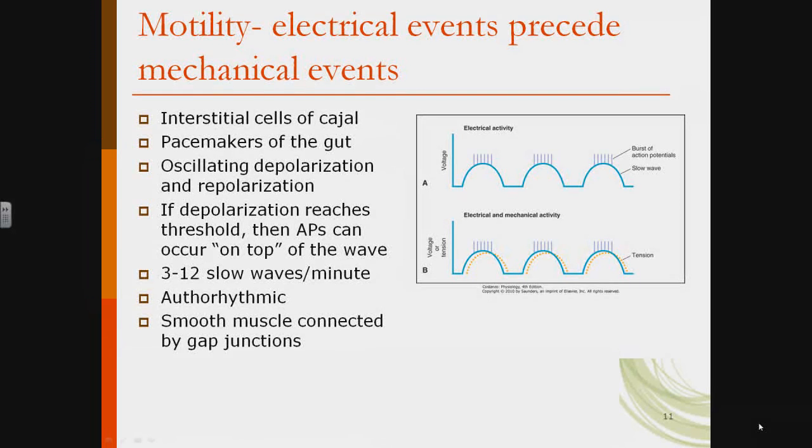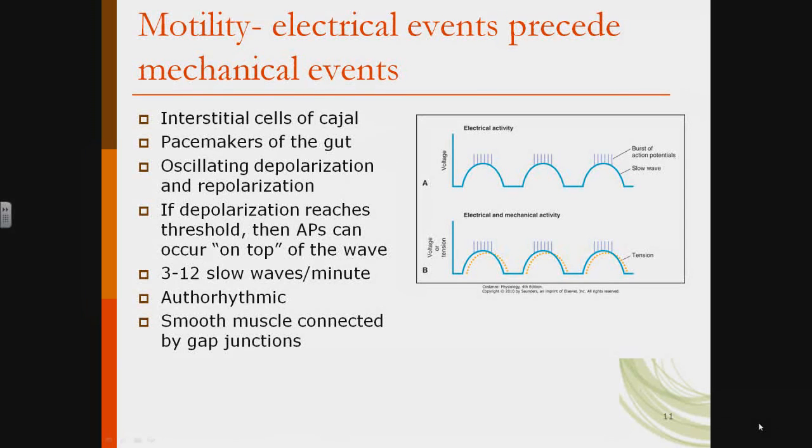That means these cells are able to depolarize on their own. They have fickle membrane potentials. And once an action potential is started, it ripples throughout the gut because all of the gut cells are connected with each other through gap junctions. I think that's really amazing.